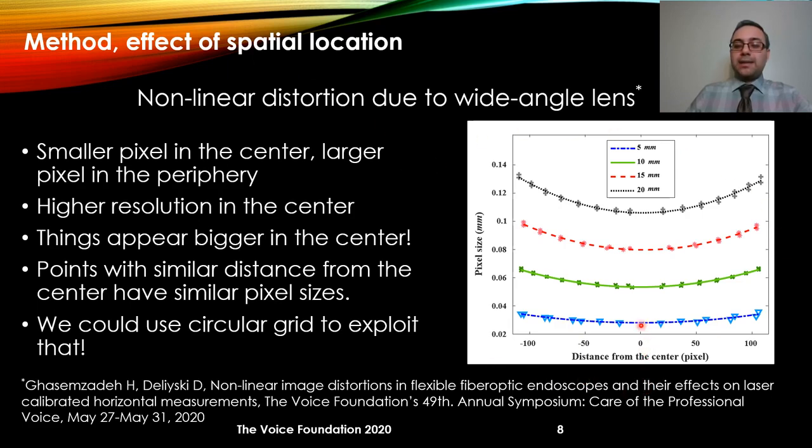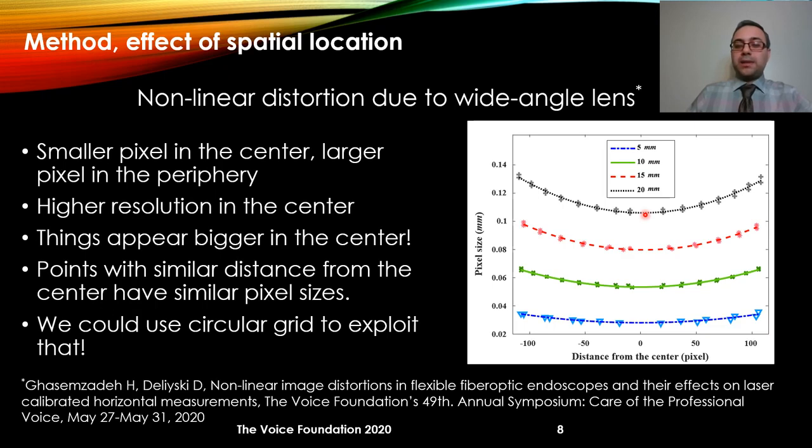Basically, when we are at the center of the image, size of the pixel is minimum. But as we move toward the periphery of the image, size of the pixel increases. So this means that if an object is in the center of the image, it will produce a bigger image. However, if that object moves toward the periphery, the same object will produce a smaller image.